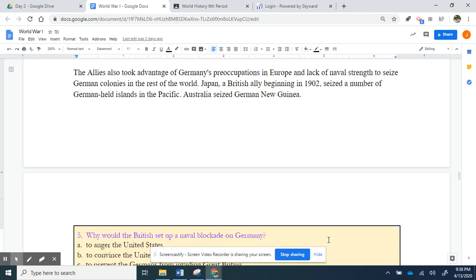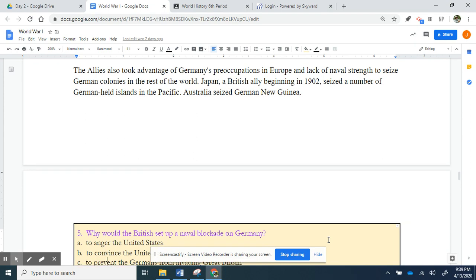The Allies took advantage of Germany's preoccupations in Europe and lack of naval strength to seize German colonies in the rest of the world. Japan, a British ally beginning in 1902, seized a number of German-held islands in the Pacific. Australia seized German New Guinea.